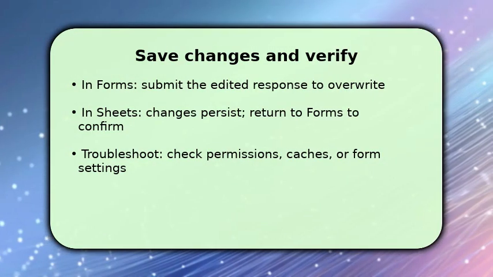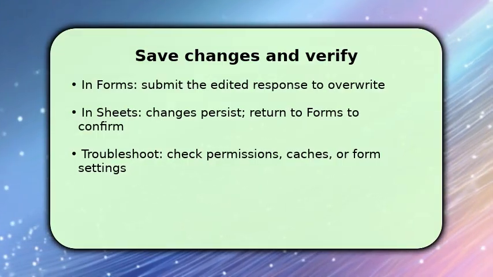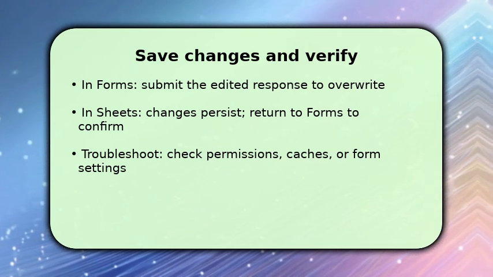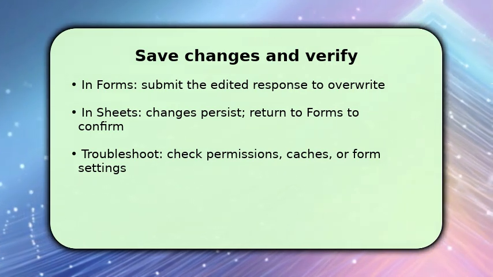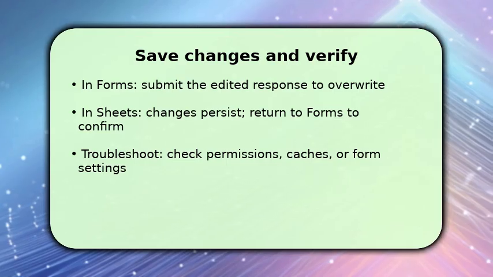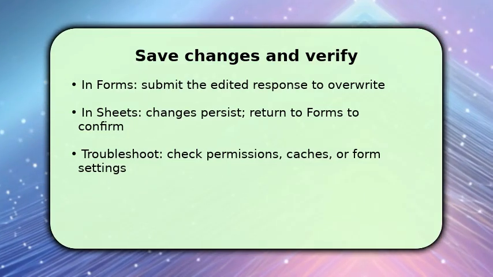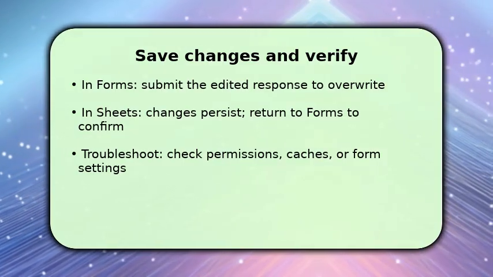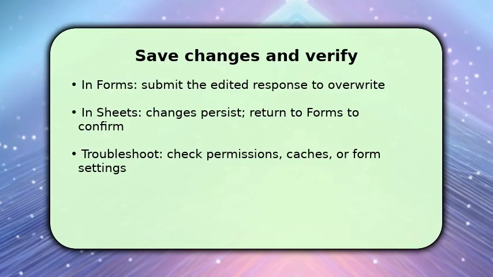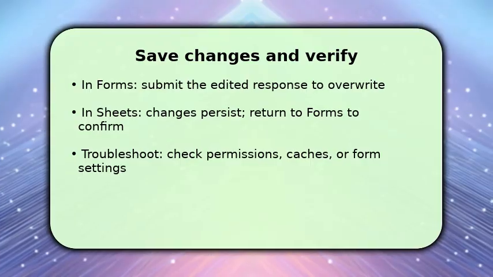To finish, submit the edited response in Forms so the correction overwrites the original entry. You'll see an updated timestamp. If you edited in Sheets, changes are saved automatically. Return to the Responses tab to confirm the corrected value appears in Individual View. Make sure to clear cache or refresh if you don't see updates. If problems persist, verify you have editor permissions and that the form isn't locked by add-ons or protected ranges.